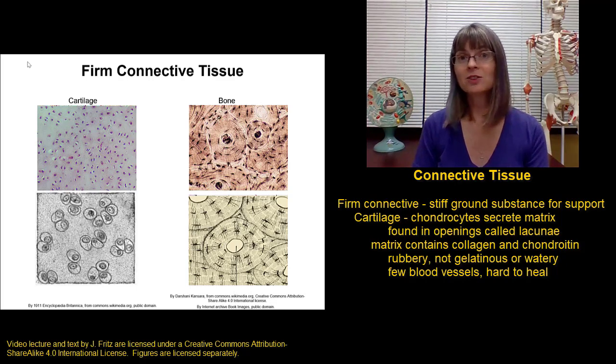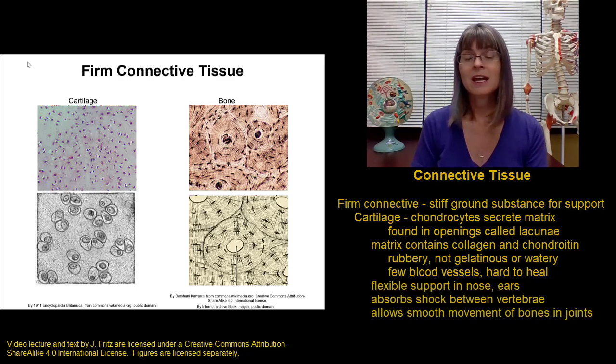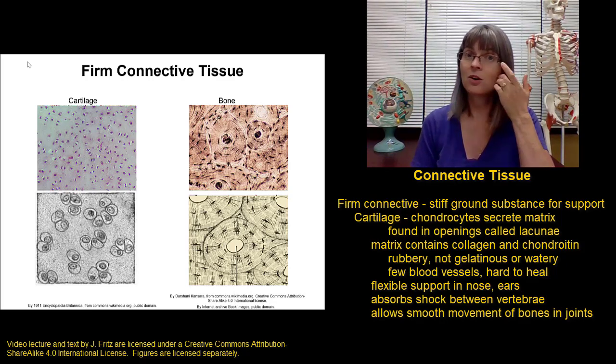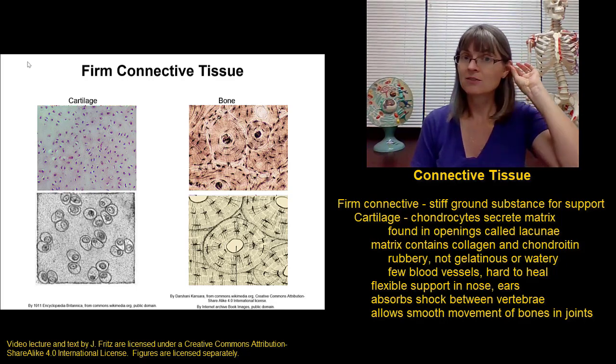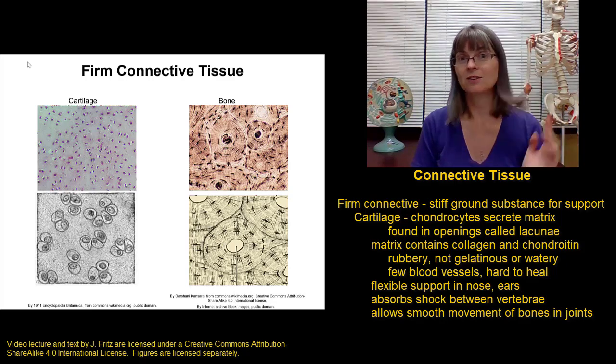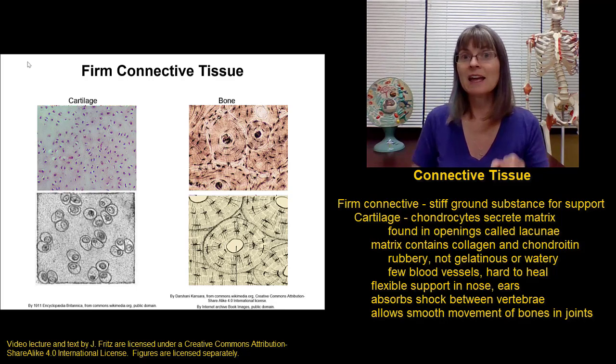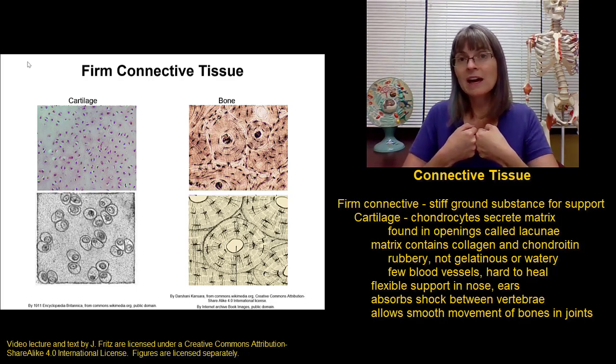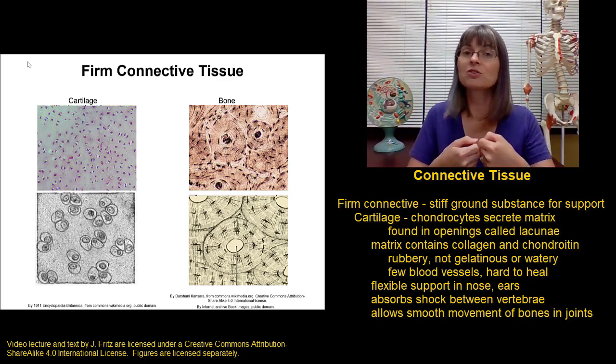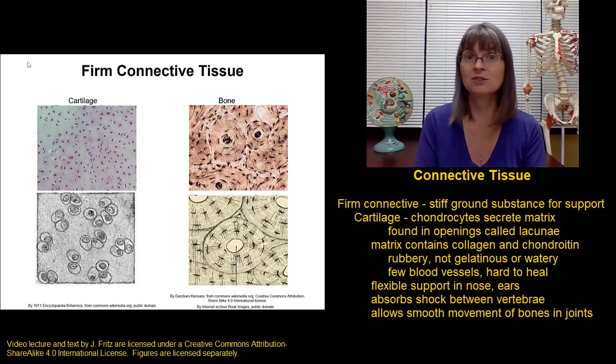We find cartilage in a lot of different areas of the body where it has slightly different functions. In some areas of the body, the cartilage helps to provide a sort of flexible support to structures, like the cartilage we find in the end of the nose or in the ear gives us a flexible support to those structures. We also find cartilage on the ends of bones, and that cartilage is very smooth and allows for smooth movement of the bones along each other.